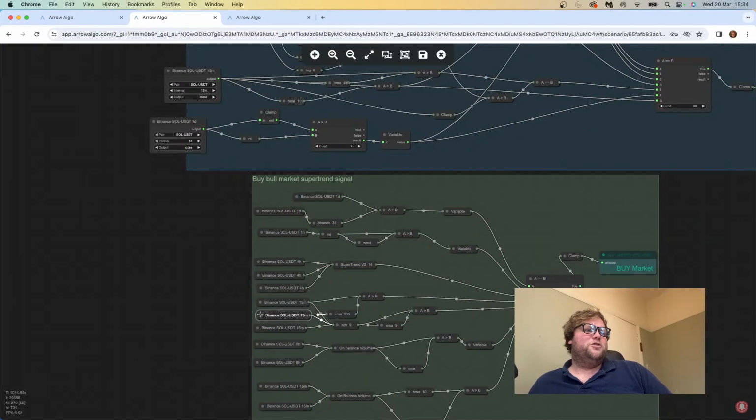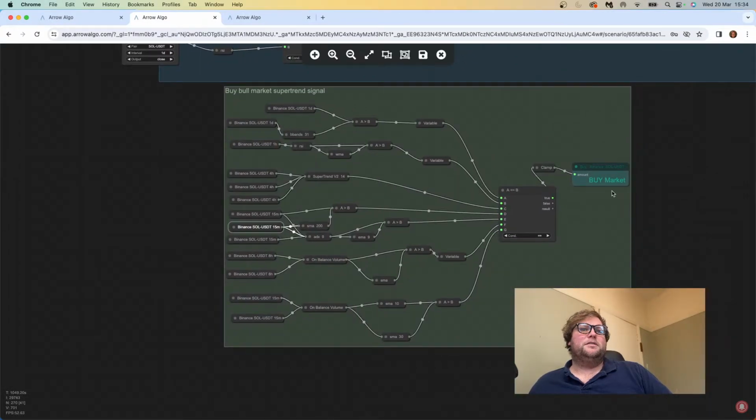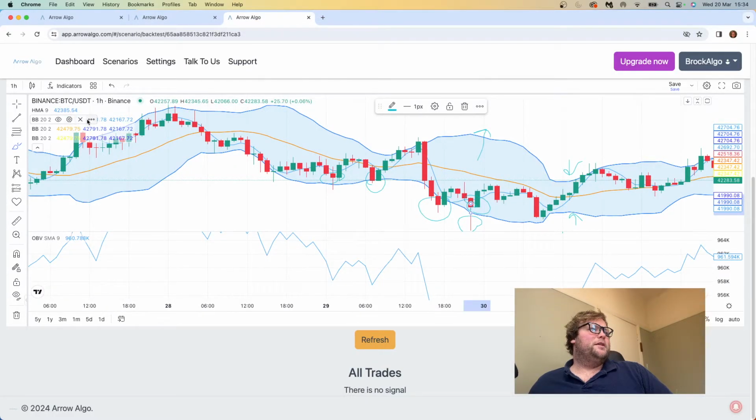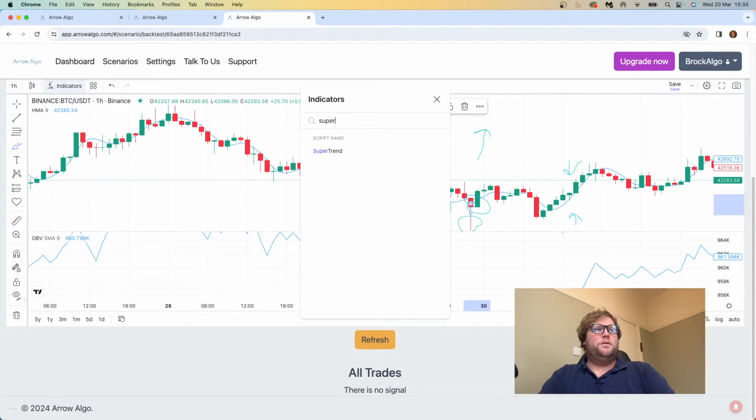So for our third condition, we're looking at something slightly different. We're looking at the Supertrend indicator primarily. Supertrend indicator, for those that haven't seen my video, is a trend-based indicator. And what it will do is plot a line above and below the price line.